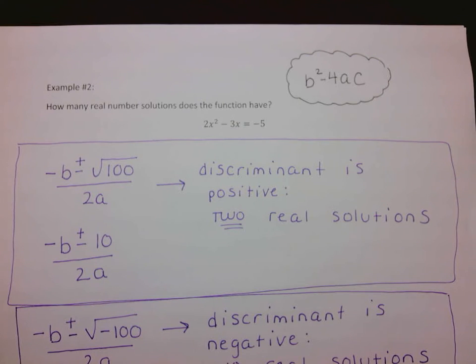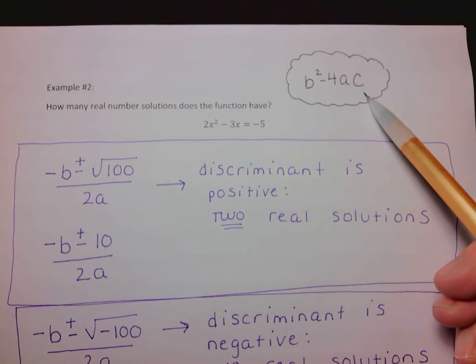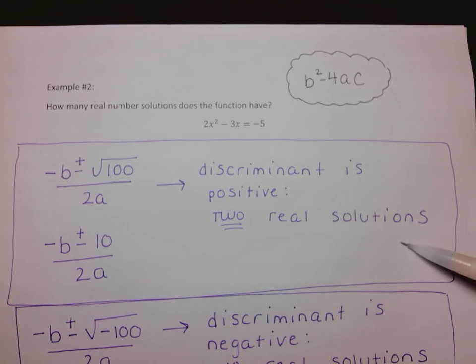And finally, we are going to talk about the discriminant. Remember, this is the discriminant and it is what is underneath the radical symbol. And it is going to tell us how many real number solutions the function has. So this is what you need to write down and you need to memorize. But it makes sense if you think about it.